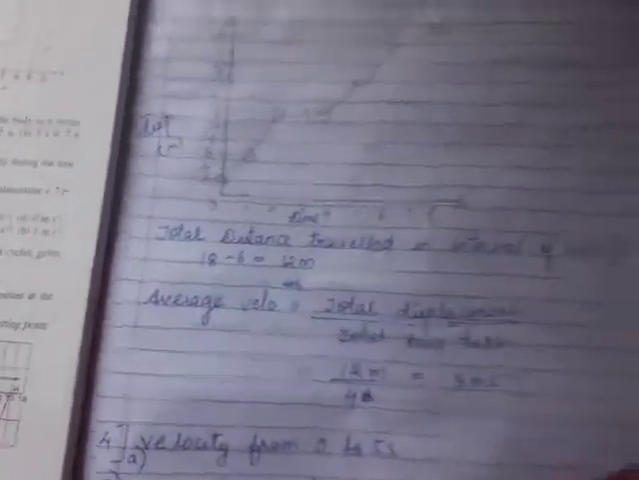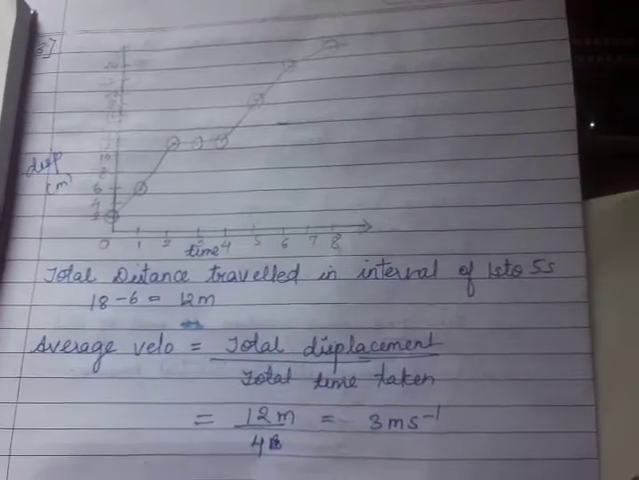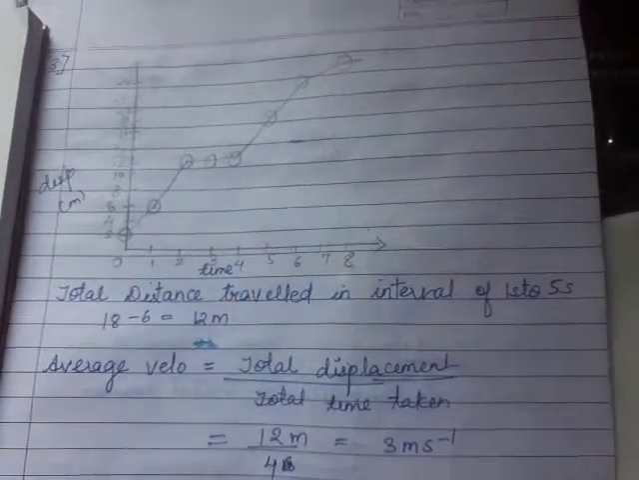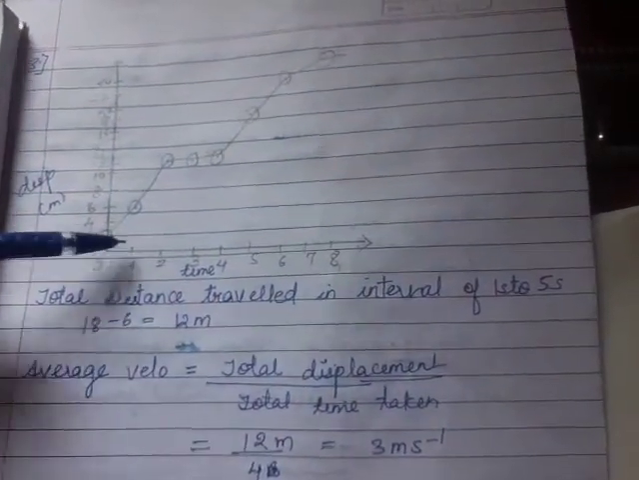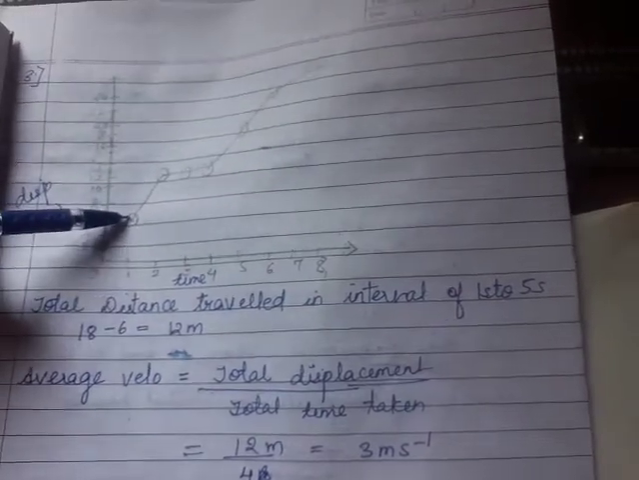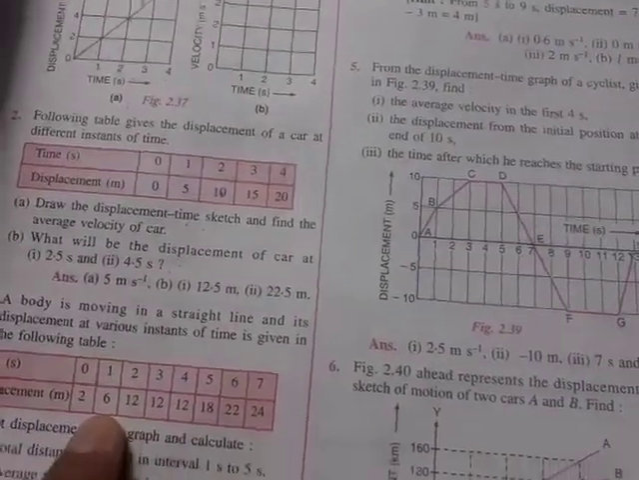Now what are we supposed to find out? First we are supposed to find out the total distance, that is between 1 to 5. So we will just consider 1 to 5. So between 1 to 5, at 1 what is the coordinate? At 1 the value of displacement is 6. And at 5 the displacement is 18, right? So you can see from here also. At 1 it is 6.